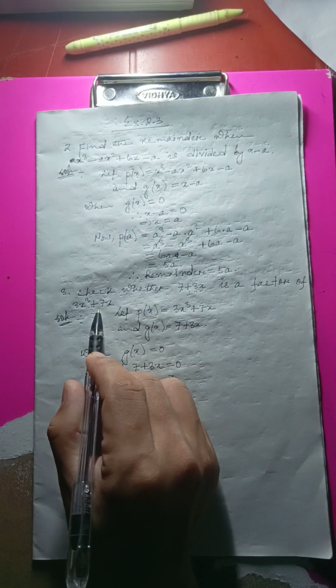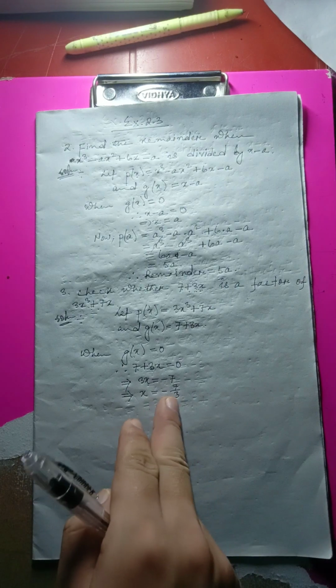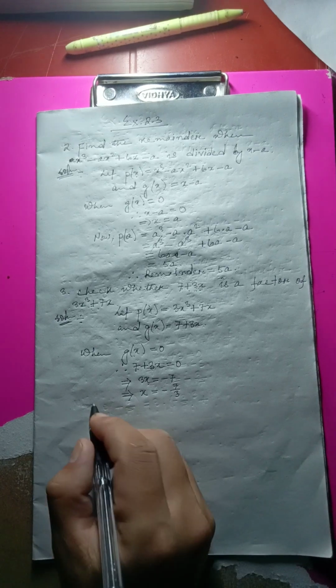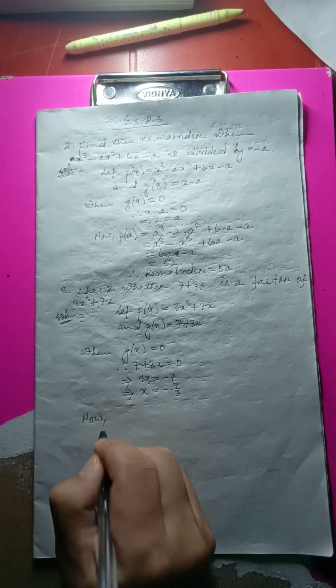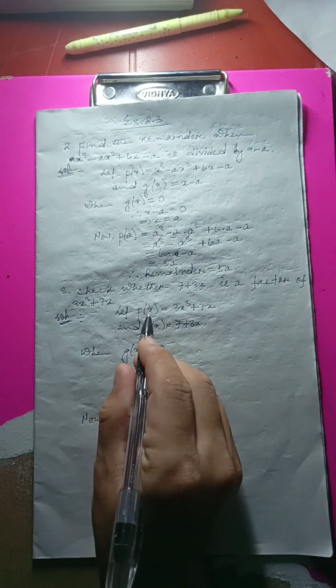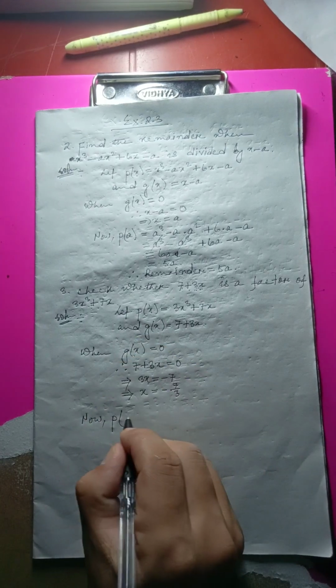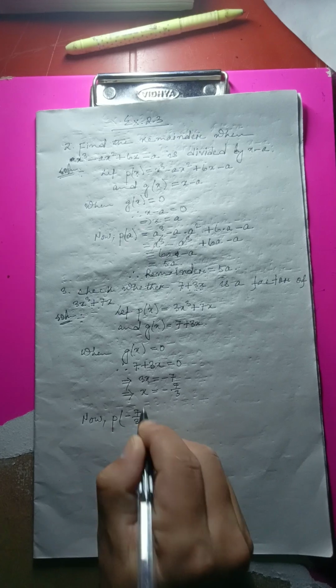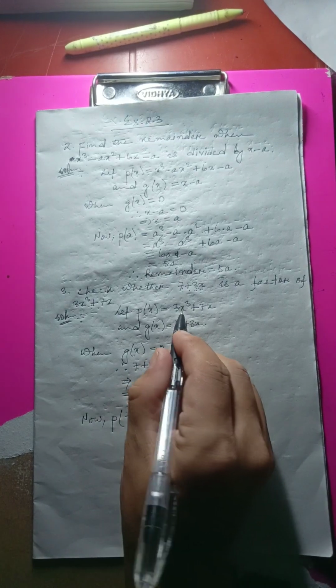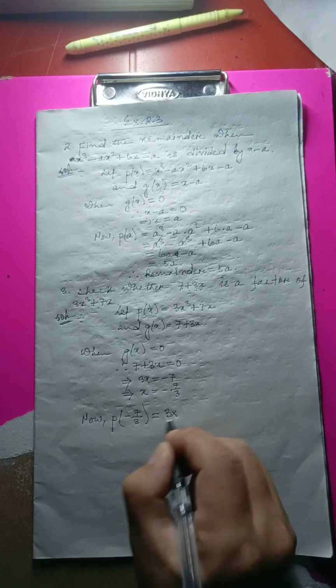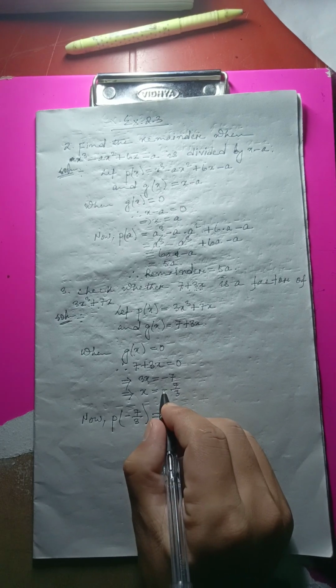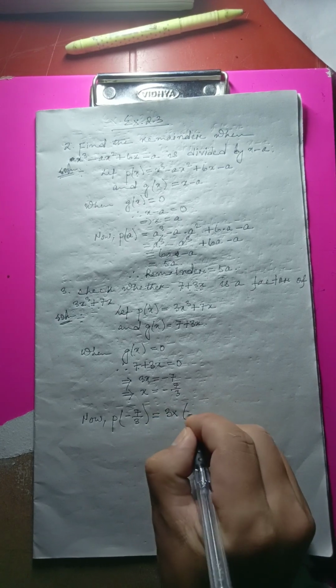Now let us use this value in the polynomial. We have to check whether we get zero by putting x equal to minus 7 by 3. Let us write it now. P of minus 7 by 3 is equal to 3x cubed, where x is minus 7 by 3. Let us write it here.